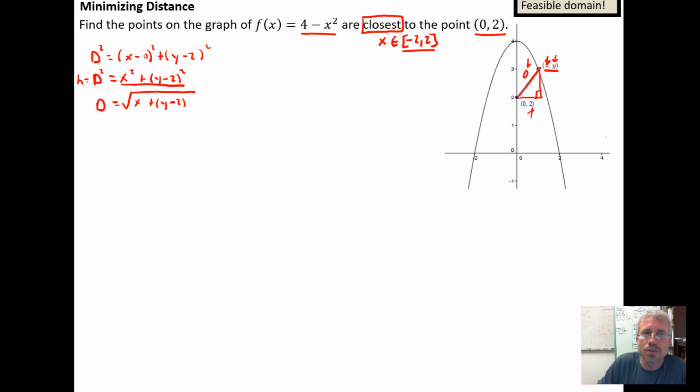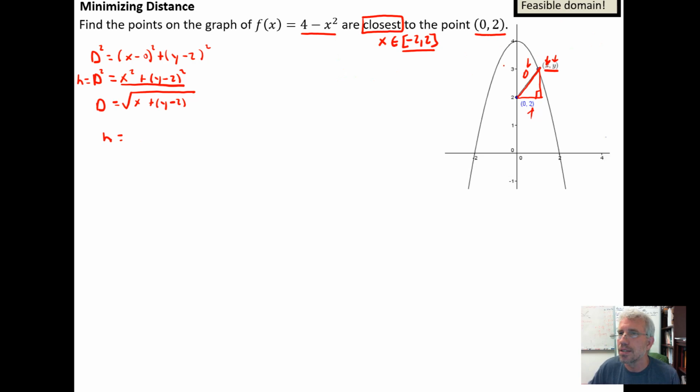Let's call it h. H equals d squared. So h is equal to this stuff right here. The next thing I want to recognize is that I have a function of two variables. H, which is d squared, is a function of both x and y. And I am working with single variable calculus, so I need to find a way to write this as a function of a single variable.